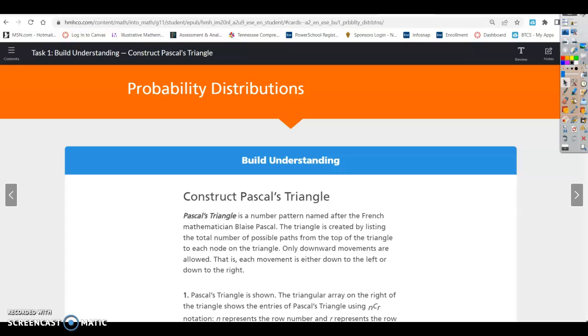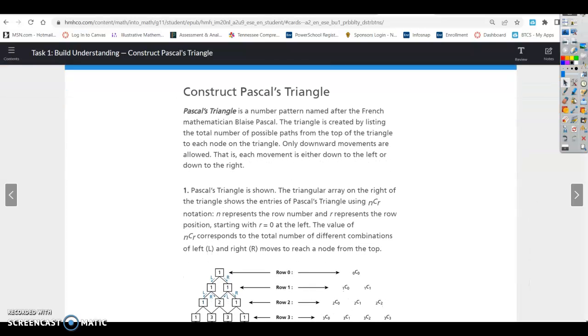Lesson 19.1, Task 1, Probability Distribution. Construct Pascal's triangle. Pascal's triangle is a number pattern named after the French mathematician Blaise Pascal.